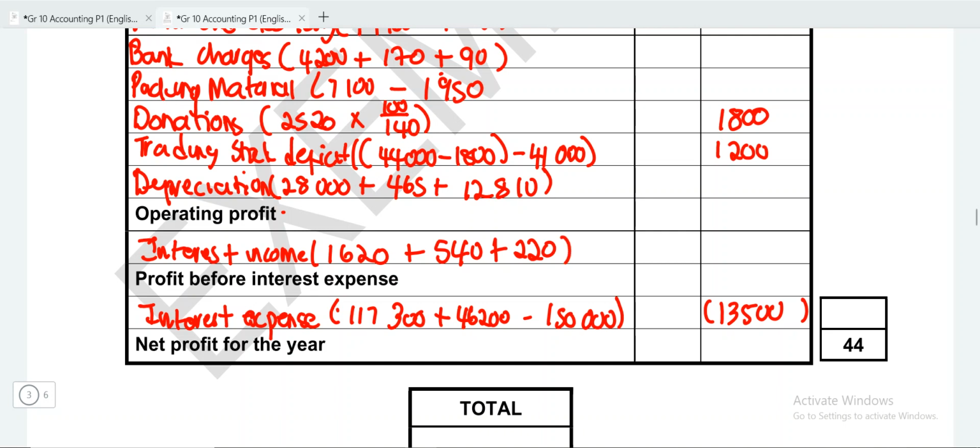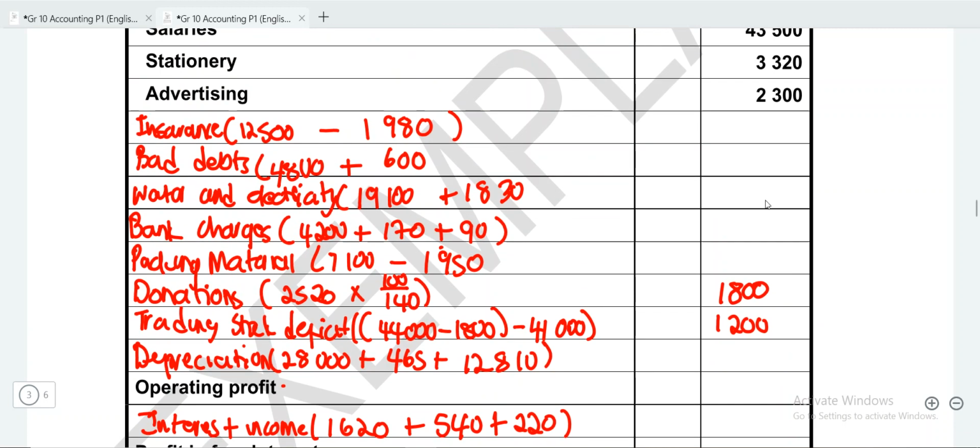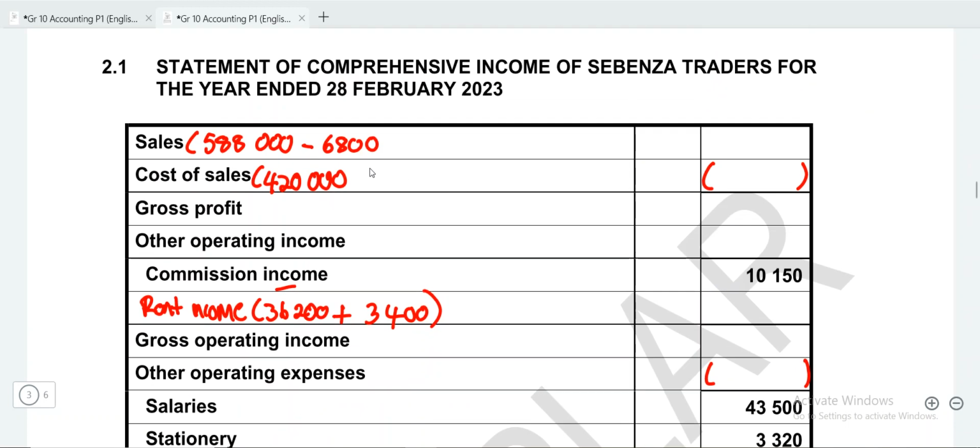Now let's say it happens that you finish and leave it like this, you will have some marks. There's no way you will fail when you have done it like this. Now if you look at this, there was no transaction that had a return, so this 420,000 will remain 420,000.